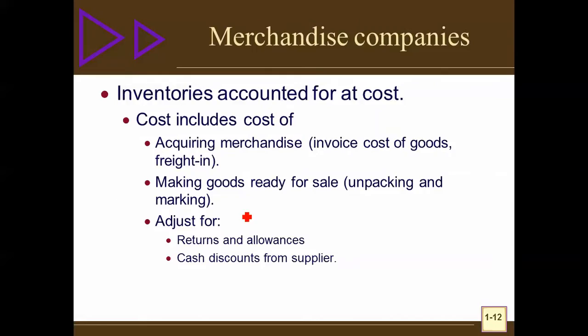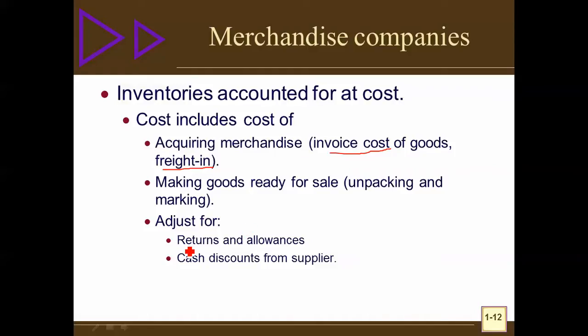In a merchandise company, when we buy in inventory, of course, the cost of inventory is the invoice cost of what we were invoiced for that inventory. Plus, if the inventory comes from a supplier in another town and we have to pay for the transportation to get that merchandise to our business, then that's part of the cost of inventory. That's called freight in. If there are any other costs, such as packing or unpacking or marking, that too is part of the cost of inventory.